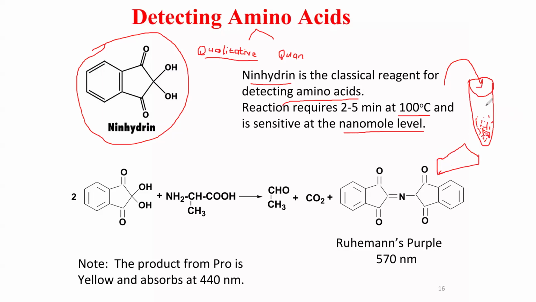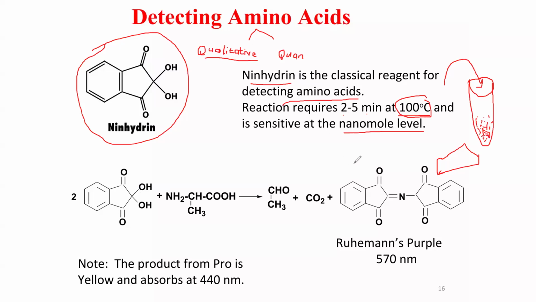So you transfer this mixture from the test tube into the water bath that is actually boiling at a standard temperature of 100 degrees centigrade. And you allow it to stand for 2 to 5 minutes. And then after you do that, the next thing is you use a spectrophotometer.